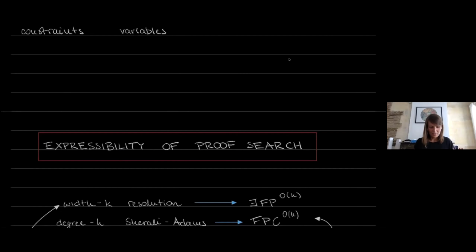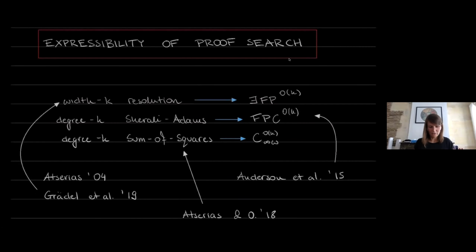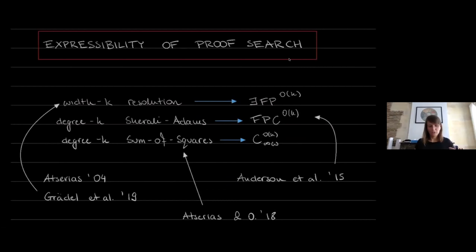Now, in the second part of my talk, I want to talk about the expressibility of proof search for several proof systems: bounded width resolution, bounded degree Sherali-Adams, and bounded degree sum of squares. For resolution, I will discuss very briefly: the proof search is expressible in the existential fragment of fixed point logic with O(k) variables. For Sherali-Adams, it's fixed point logic with counting. And for sum of squares, it's this infinitary counting logic. So here are some references.